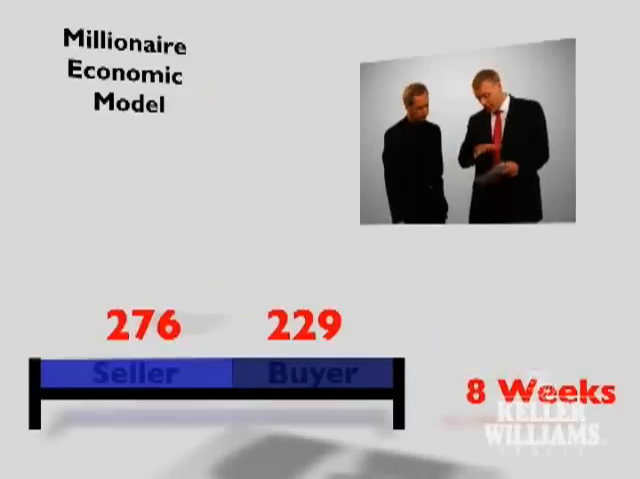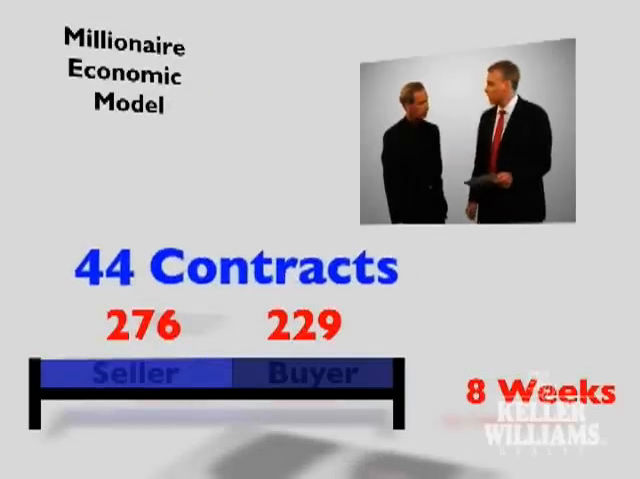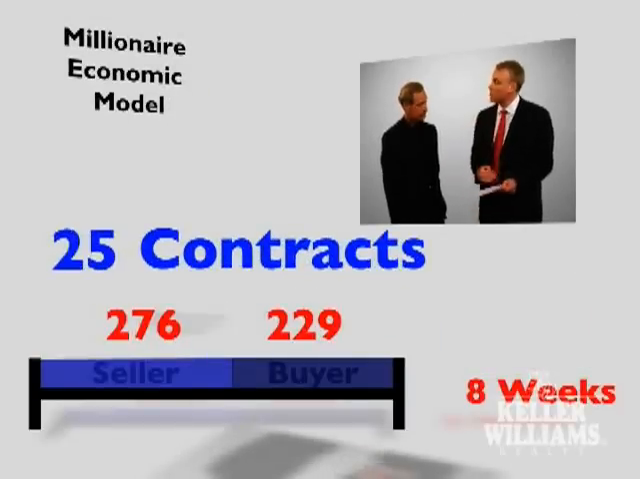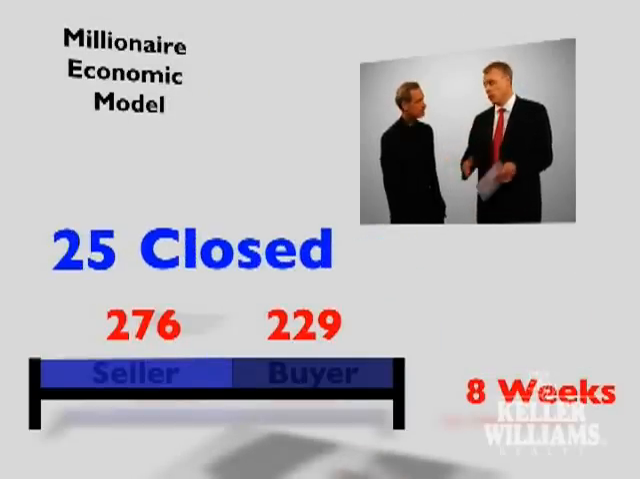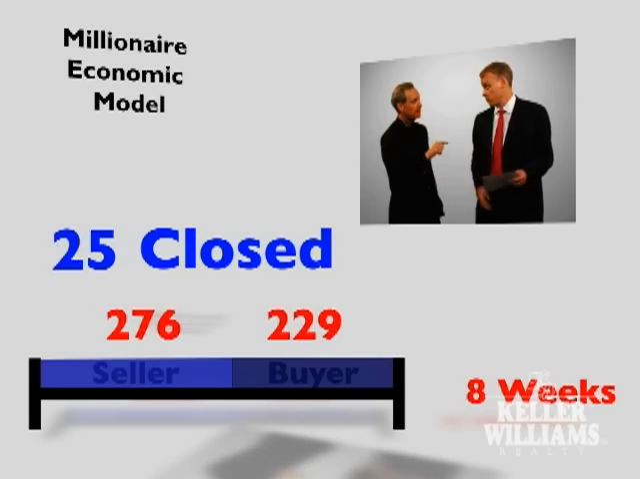Once you have those agreements, they actually got, in that 8-week period, 44 contracts. And 25 of those actually closed during those 8 weeks. We don't know if more of them closed. So where NAR said it was a 24-to-1 ratio, that 8-week study came out to about 34-to-1 instead of 24-to-1. So about 40% more effort to get the same result.